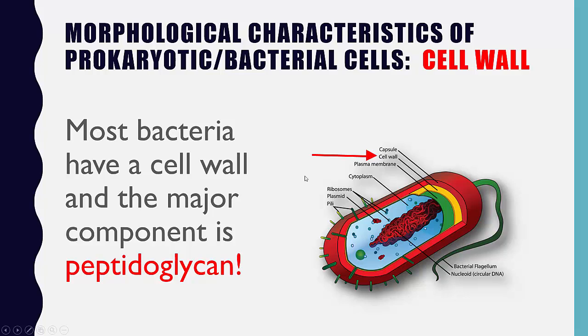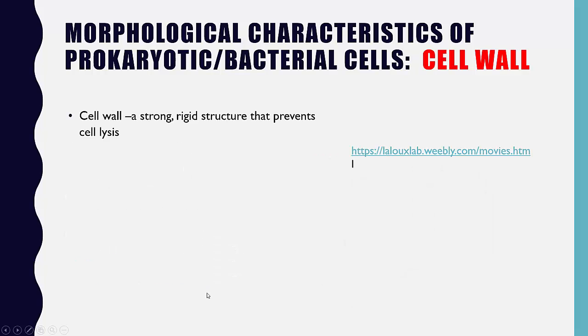Now, most bacteria have a cell wall, and its major component is peptidoglycan. Remember that term, peptidoglycan? Well, we're back. So what is the cell wall? Remember, it is not a cell membrane. It isn't semi-permeable. No, no, no. It's a very strong, rigid structure, and it prevents the cell from exploding.